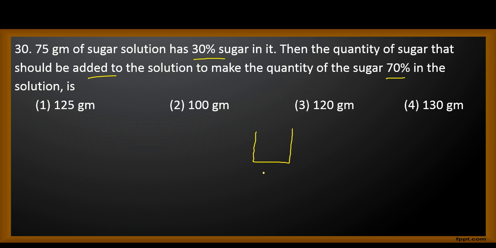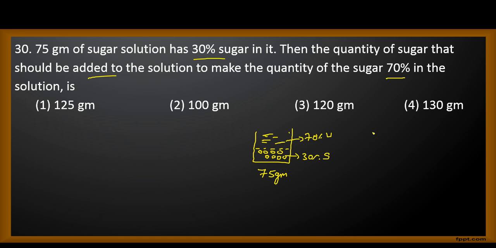How many grams of solution is there? 75 grams. In that 75 grams, what is the sugar content? The sugar is 30%. This is sugar. They give 30%. And the remaining is water. The water is 70% and 30% is sugar.